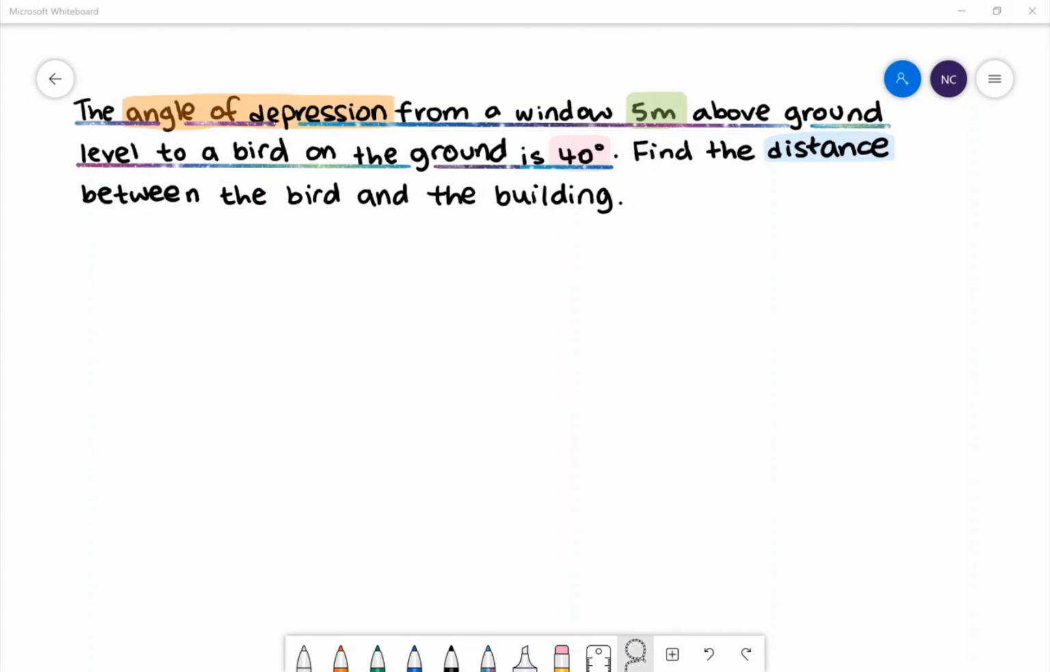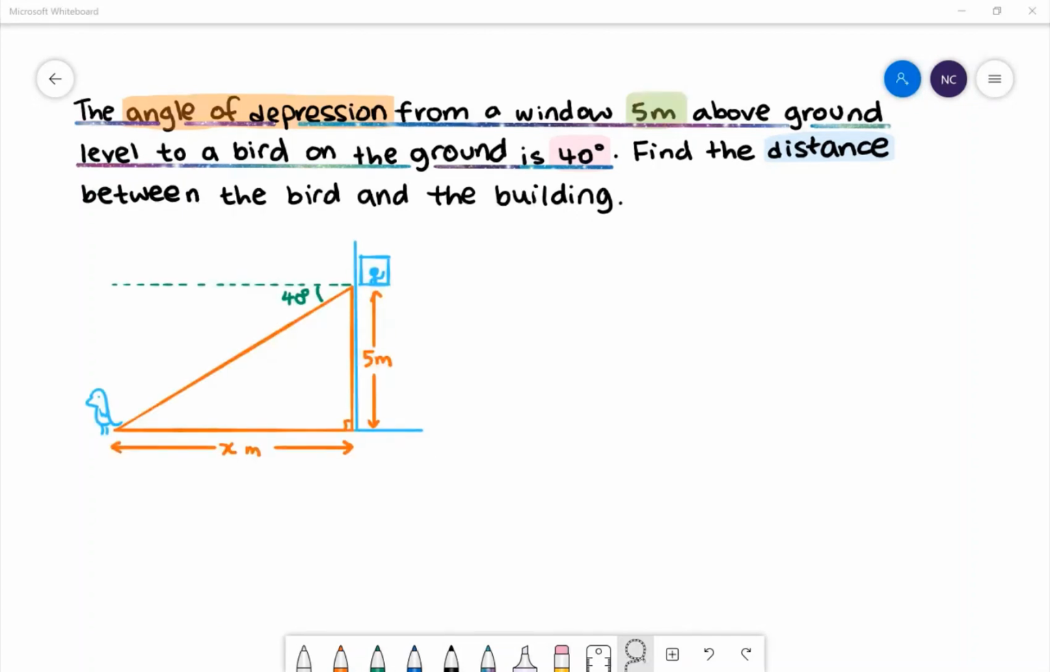Here is our last example. The angle of depression from a window 5 meters above ground level to a bird on the ground is 40 degrees. Find the distance between the bird and the building. We first need a diagram. In our diagram, we have that the bird is x meters away from the bottom of the building, and the window is 5 meters above ground level. The angle of depression is 40 degrees.